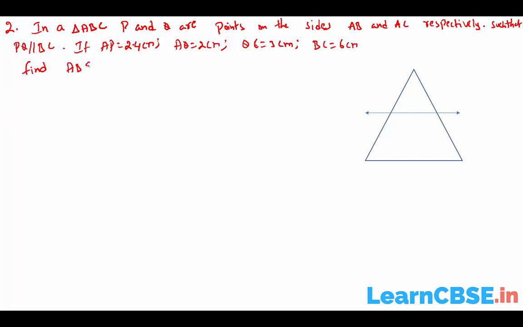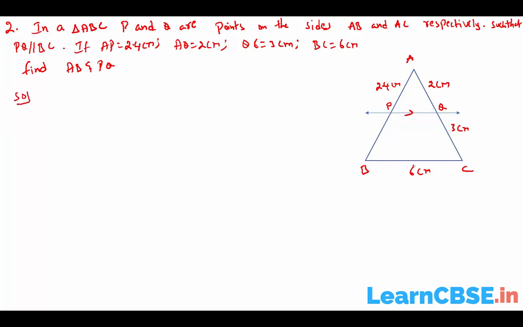Find AB and PQ. Now, given information: ABC is a triangle, P and Q are points on AB and AC respectively, and given AP value 2.4 centimeters, AQ value 2 centimeters, QC value 3 centimeters, BC value 6 centimeters. Now we have to find PQ length and AB length. So first, the solution.